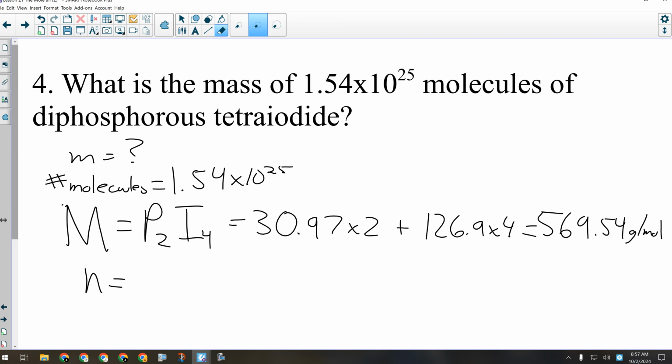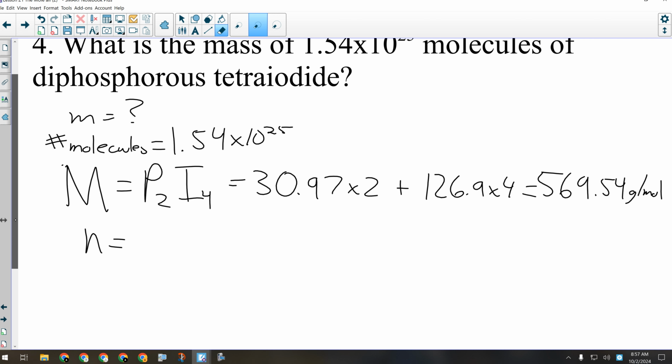Divide the amount of molecules by Avogadro's number. I'm going to take the number of molecules, the number of particles here, and I'm going to divide by Avogadro's number. Because this is the number of things I have, this is the number in 1 mole. If I divide those numbers, I get the number of moles. Look at it like this, guys. Avogadro's number.